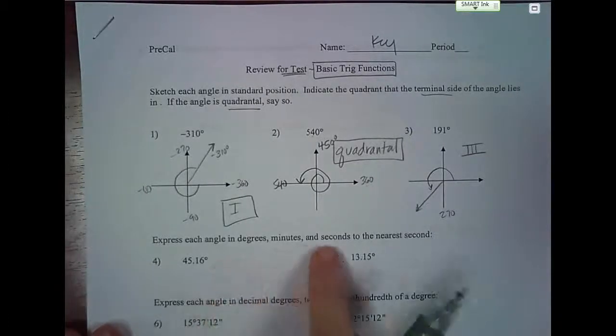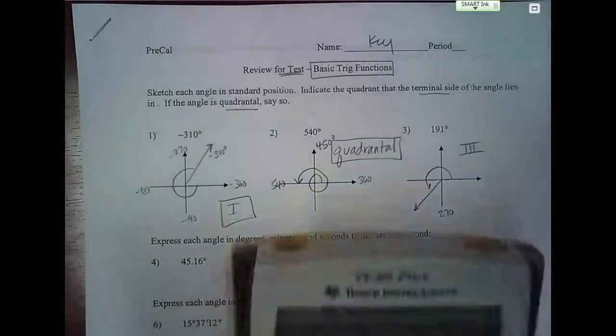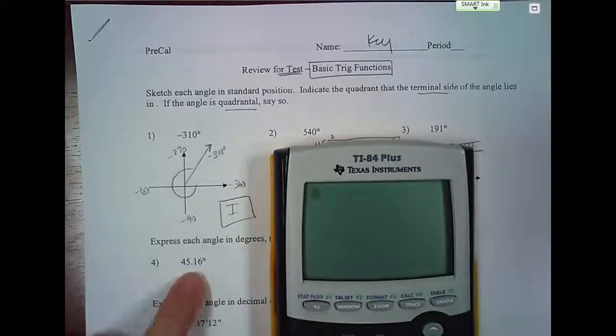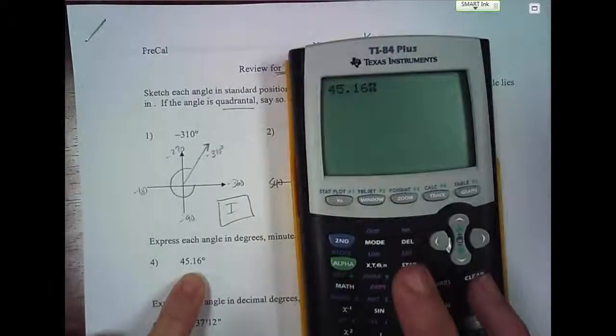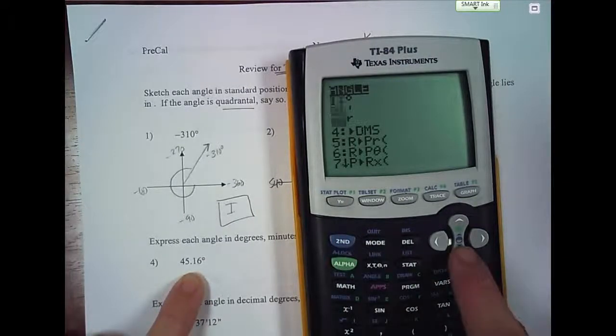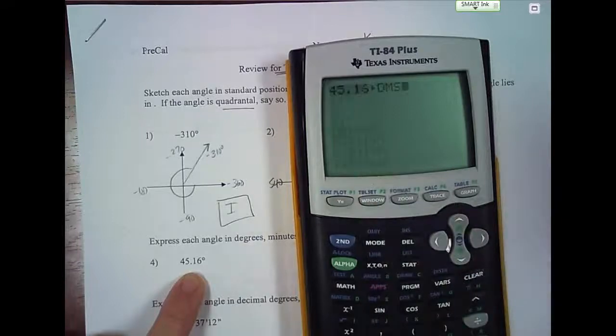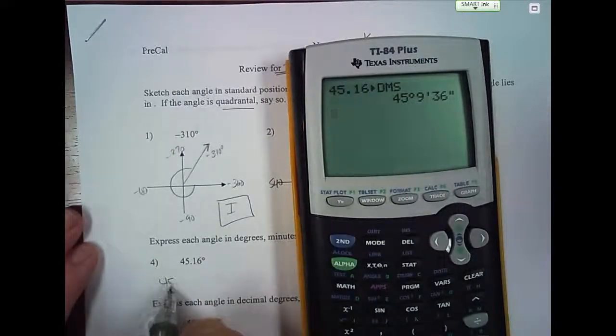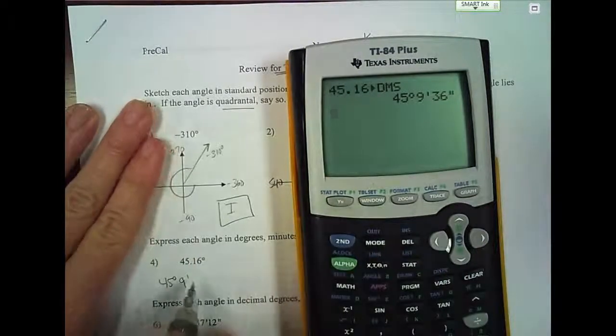Express each angle in degrees, minutes, and seconds. Remember to use your calculator for that. So you turn your calculator on, and it's already in decimal form. So 45.16. Go to second apps. And you'll look at number 4 right here. It says DMS. So you hit enter, and hit enter one more time, and it turns it into degrees, minutes, and seconds. So it's 45 degrees, 9 minutes, and 36 seconds.